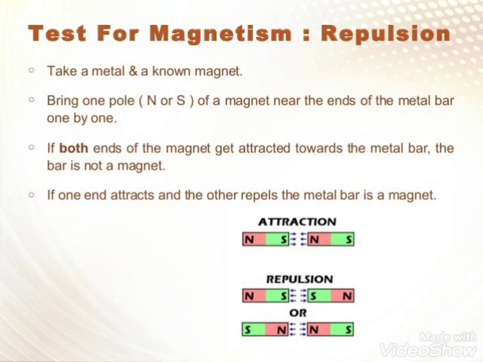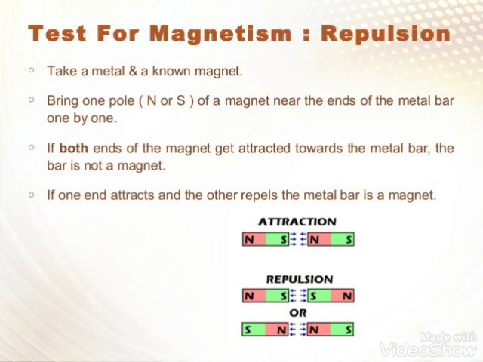Then what do we have to do? We have to take a metal and a magnet. We know that the magnet has two poles, north pole and south pole. Then what will we do? Bring one pole of a magnet near the ends of a metal bar one by one. So firstly one pole, then the second pole.